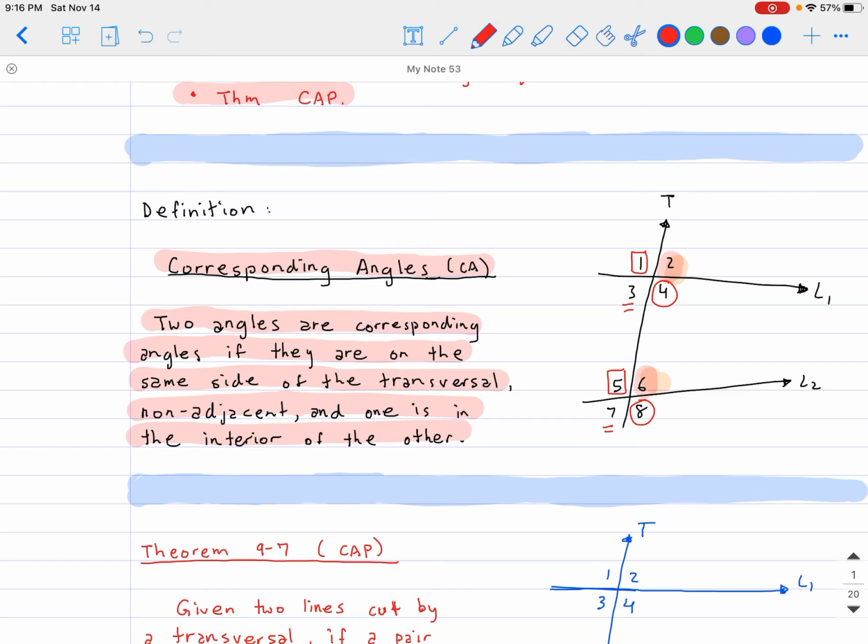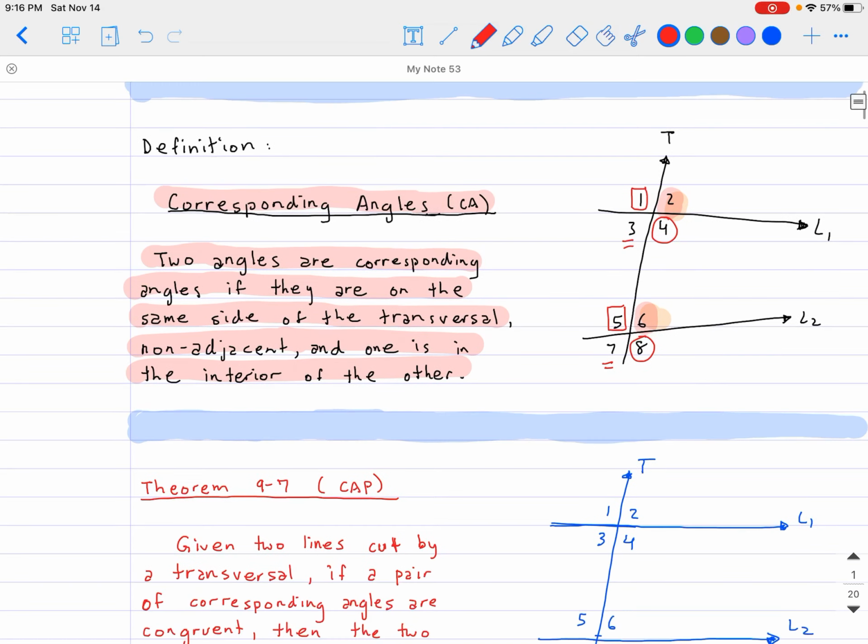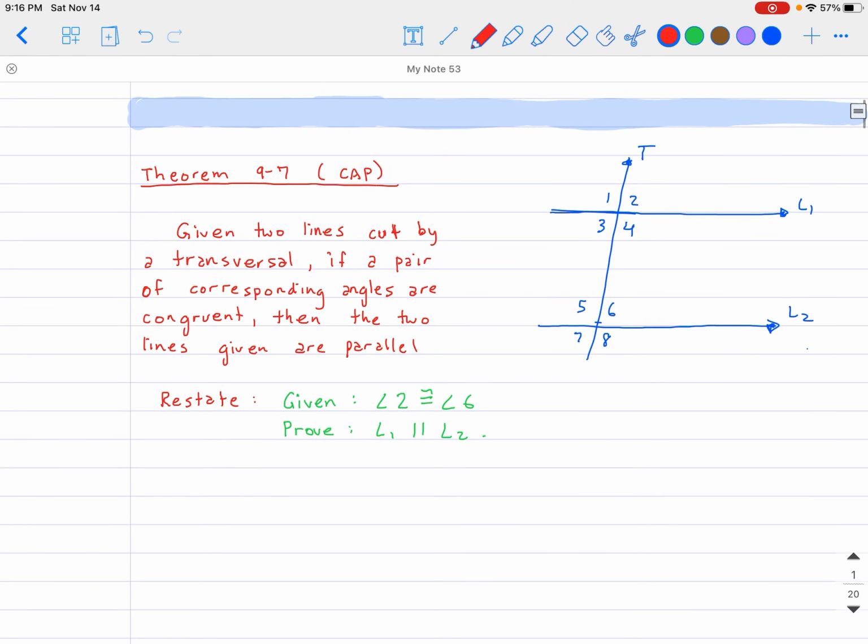Now, as we said, you can see how alternate interior angles and corresponding angles are kind of similar to each other, because if they have some sort of relationship to each other, then we can say something about the lines that are formed by them. In the last section, we said that if the alternate interior angles are congruent, then the two lines are parallel. Well, in the case of corresponding angles, I'd like to think that there's going to be the same thing. So that is going to be our theorem 9.7.